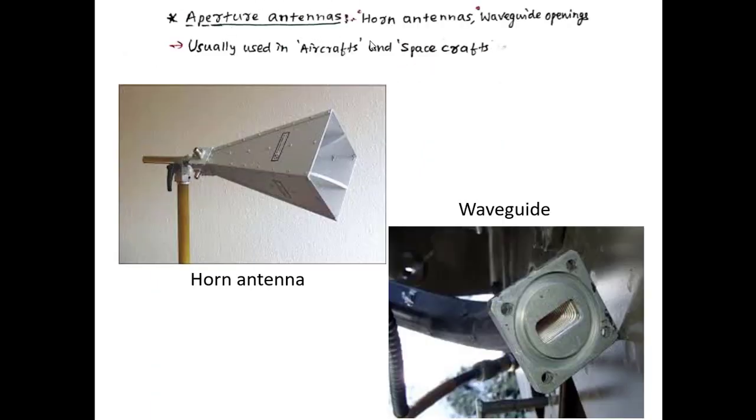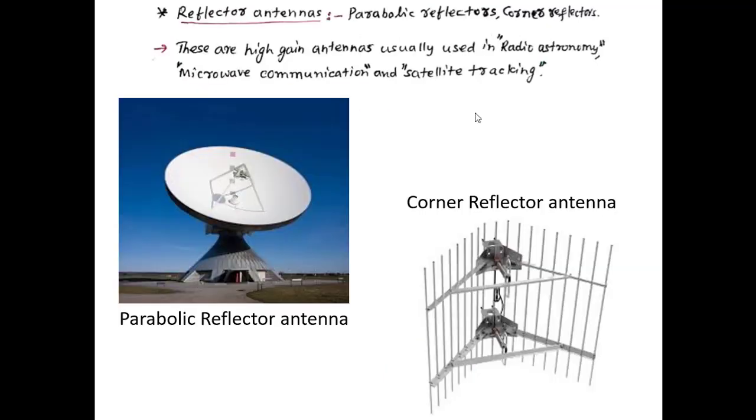Aperture antennas, examples are horn antenna and waveguide openings. This will be looking like a horn, therefore it is called horn antenna, usually used in aircraft and spacecrafts. So waveguide is a rectangular body. It looks like a rectangular or circular type.